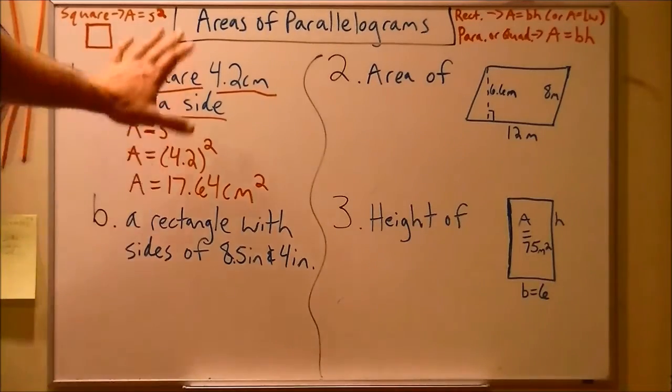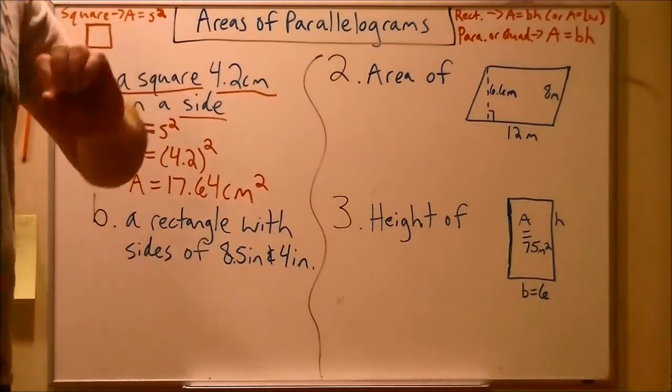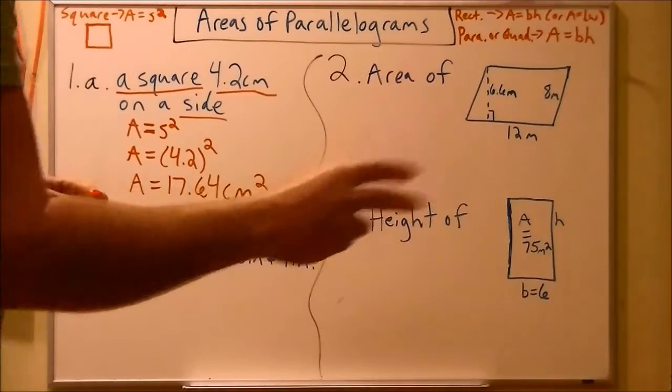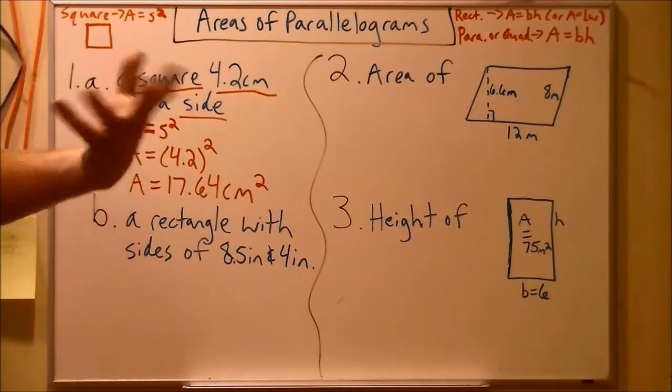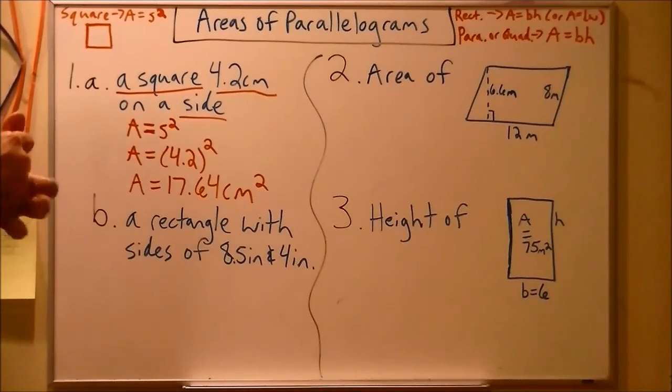But for right now, area, all we need to know is it's measured in units squared, or units, what we would understand to a second power. Okay. All right, 1B. Find the area of a rectangle with sides of 8.5 inches and 4 inches.